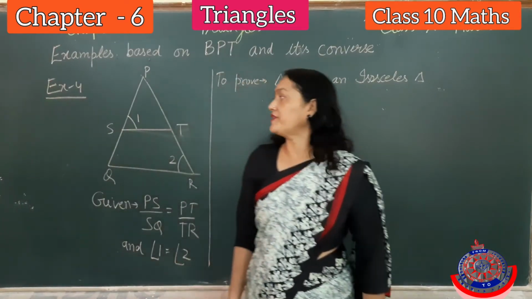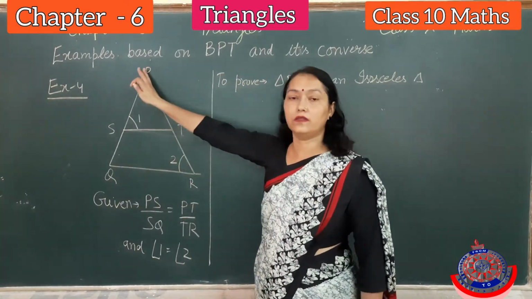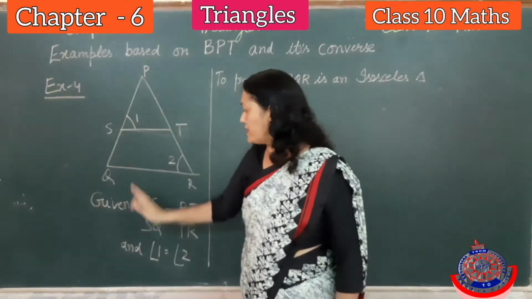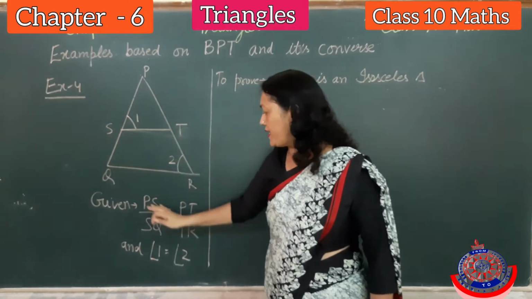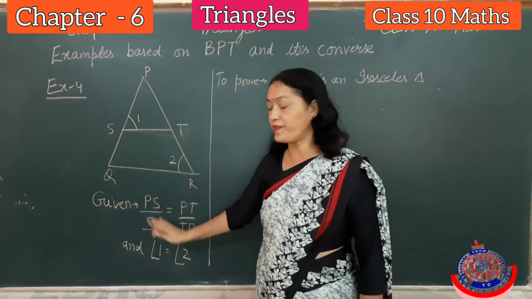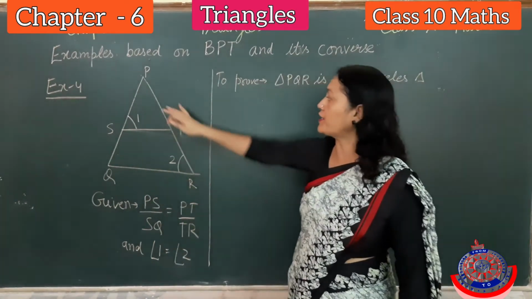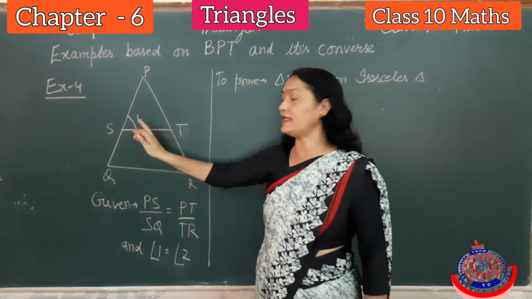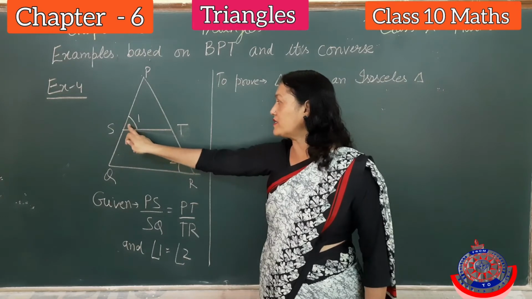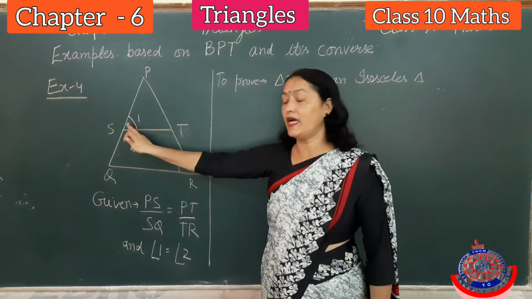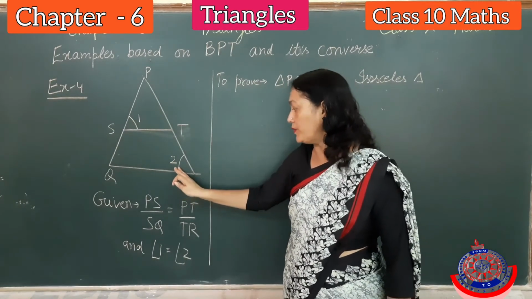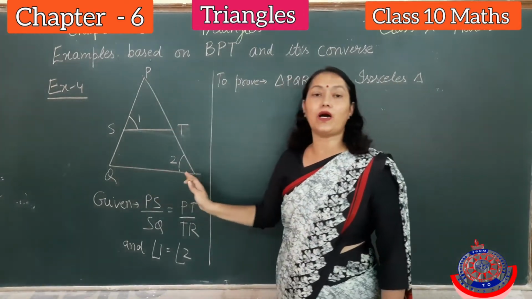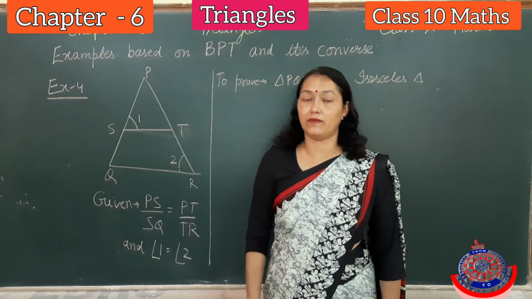Next example I have taken where a triangle PQR is given to us, and it's given that the ratio of PS upon SQ is same as the ratio of PT upon TR, and it is also given that the angle made at this point, I have taken it as angle 1, is equal to angle 2. What we have to prove is that triangle PQR is an isosceles triangle.